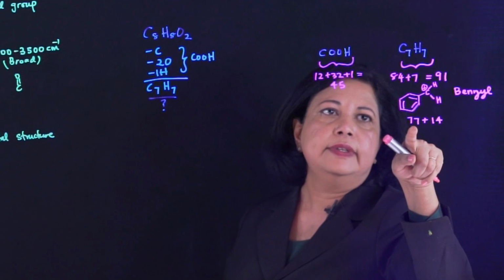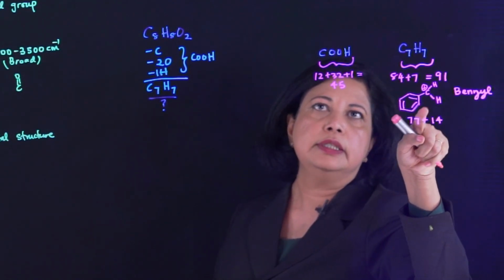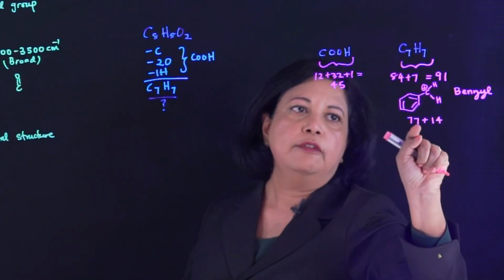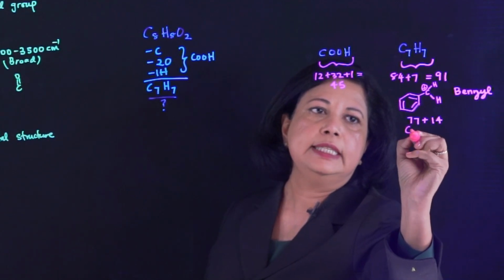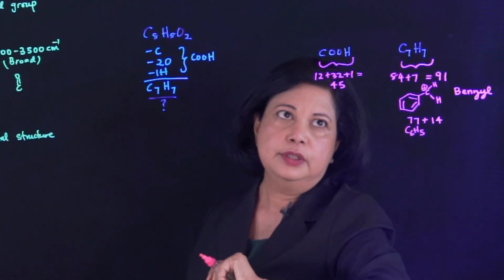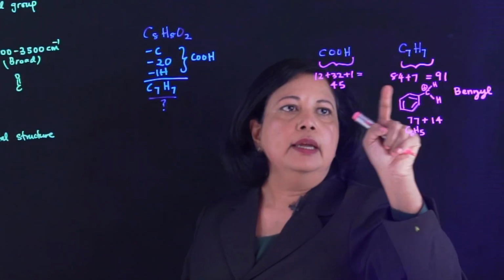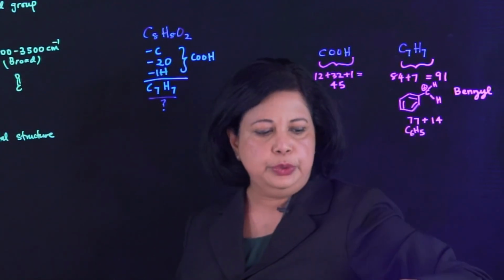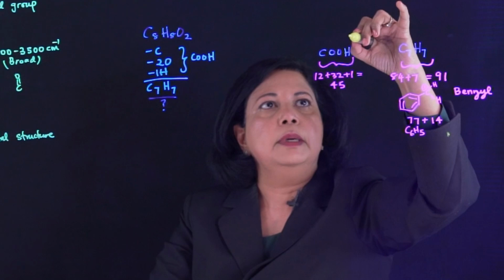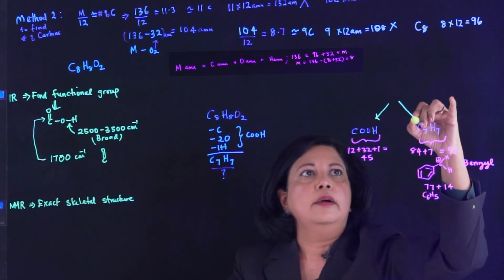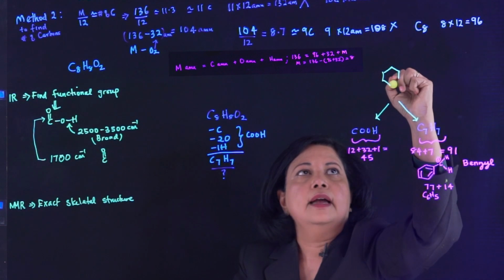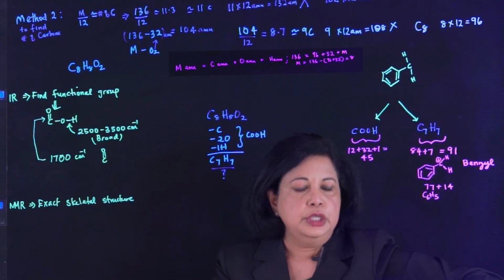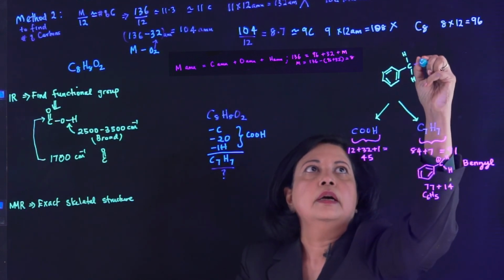And since you have a 77, it's mono-substituted. So this carboxylic acid has to be on the side chain. Because you have 5 hydrogens here, this is going to be C6H5. So it's not anywhere on the ring, it's on the side chain. So just from the mass spec, we can put these two pieces together and come up with a structure for this, where you have a benzyl group directly attached to a carboxylic acid group.